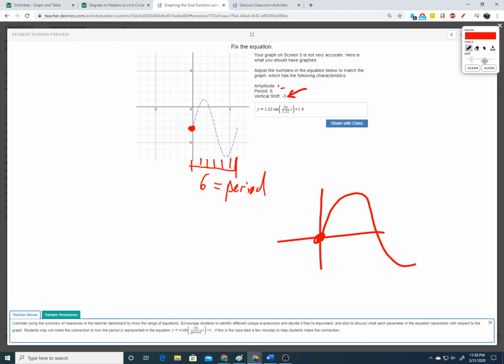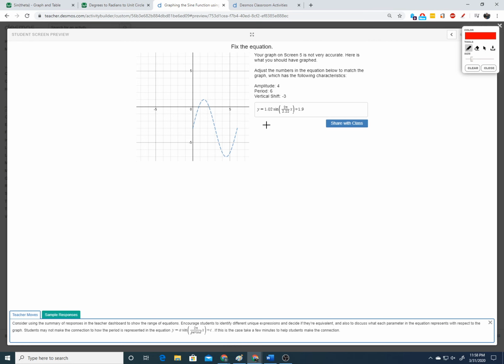So what this problem wants you to do, let's go ahead and clear all that, is it wants you to play with the numbers that are on the outside here until you get a function that matches the blue line. So for example, I'll give you this one. If you put the 4 here, that had an amplitude of 4. Obviously, the vertical shift, you know that exactly.